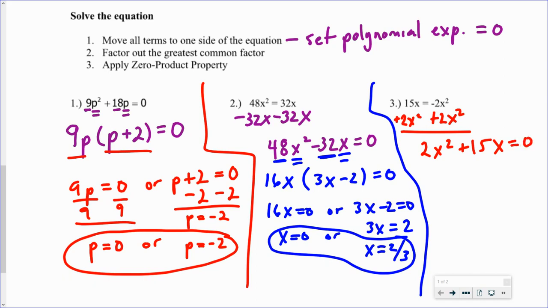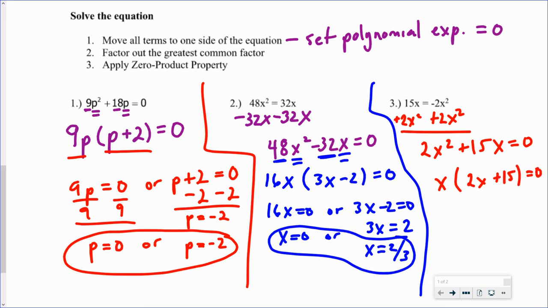All right, so we've taken our polynomial expression and set that equal to 0. Now what we're going to do is factor out the GCF. In this case, it's just going to be x because 2 and 15 don't share any factors. 2x squared divided by x is 2x. 15x divided by x is positive 15. That's going to equal 0.